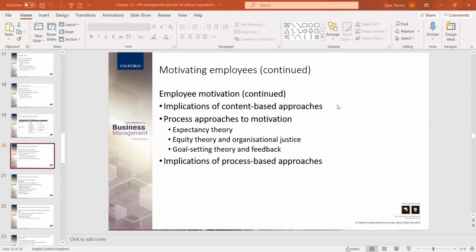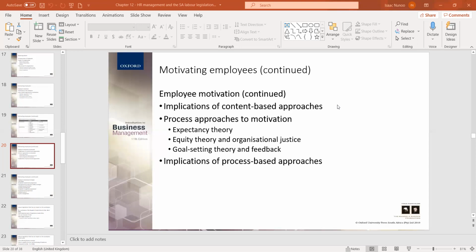Now we can also quickly look at equity theory and organizational justice. This theory is based on the assumption that people are motivated by the desire to be treated equally in the workplace. The state of equity exists when one employee's input-outcome ratio compared with another employee in a similar position is equal. Once people are able to compare their efforts and rewards with those of others in a similar position, they tend to be motivated in that sense.